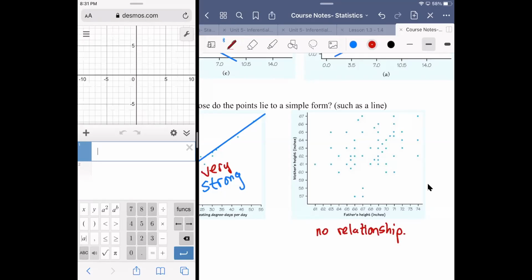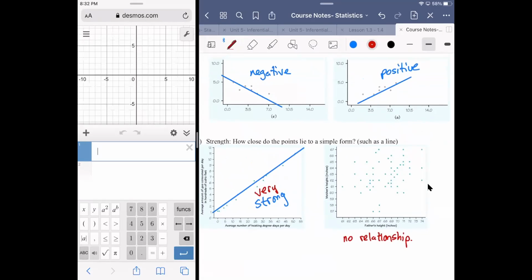So there's not a relationship here, and there's no line at all. We don't need to mark anything. Correct.